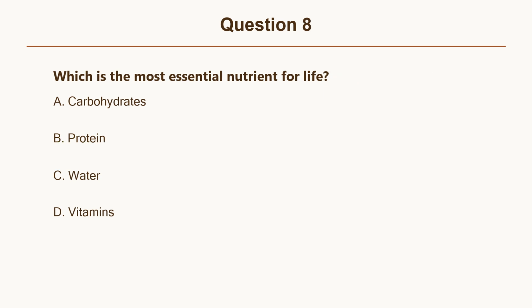Question 8. Which is the most essential nutrient for life? Option A. Carbohydrates. Option B. Protein. Option C. Water. Option D. Vitamins. The correct answer is option C. Water.